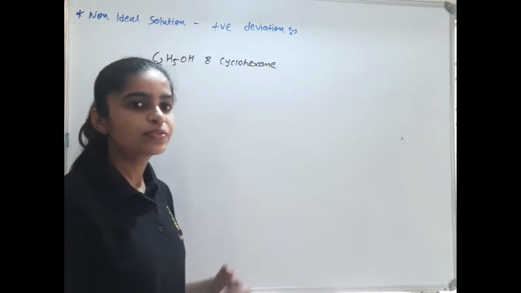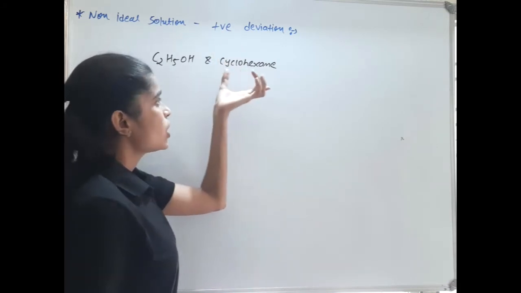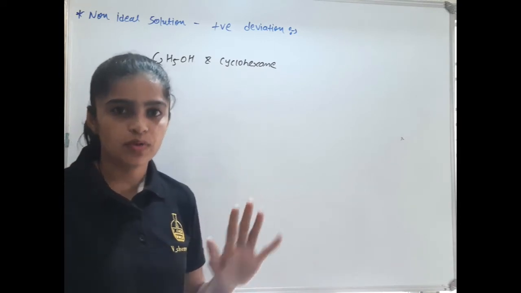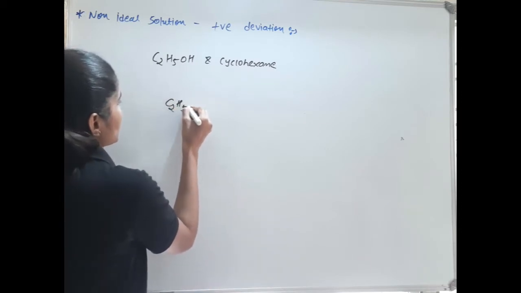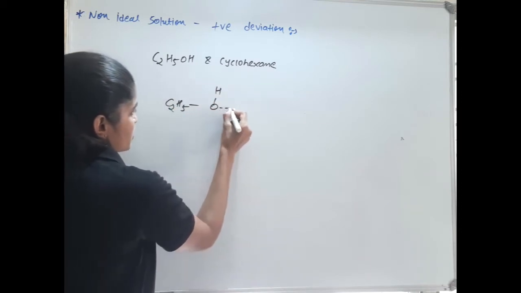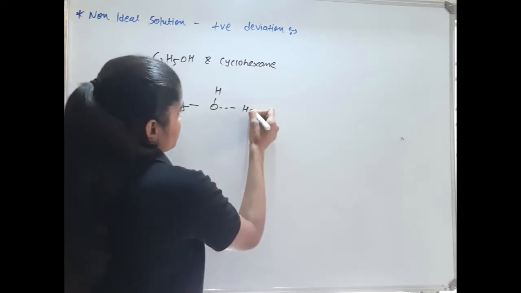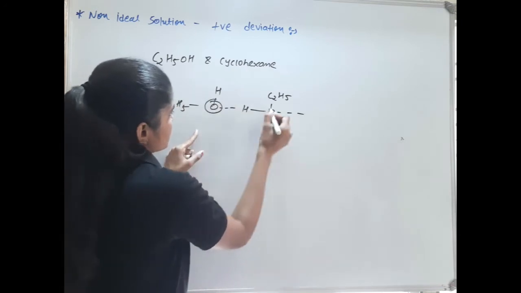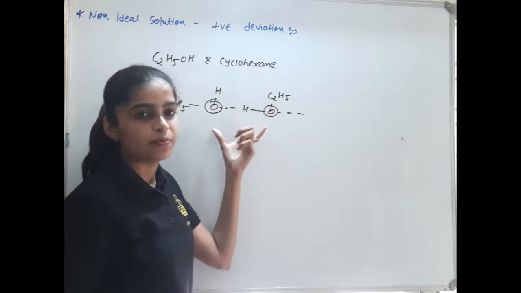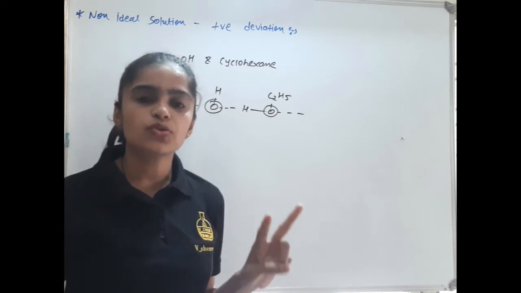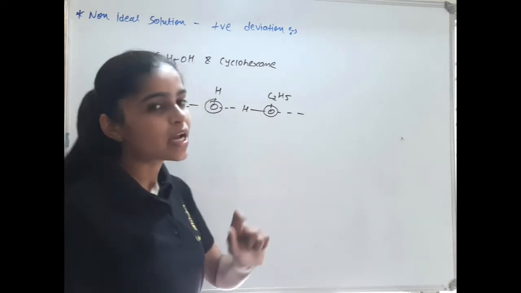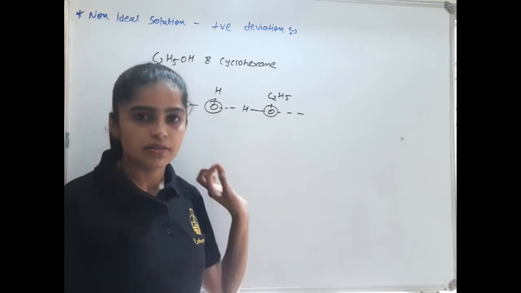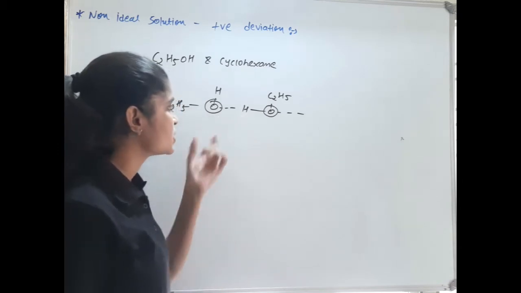This is an example of the positive deviation: ethyl alcohol and cyclohexane. First consider the molecules of ethyl alcohol connected with hydrogen bonds. So C2H5, oxygen, this is the hydrogen, connected with a hydrogen bond, and this is OC2H5. Hydrogen is present between two electronegative atoms, so it gives the hydrogen bond. One bond is a covalent bond and one bond is a hydrogen bond.